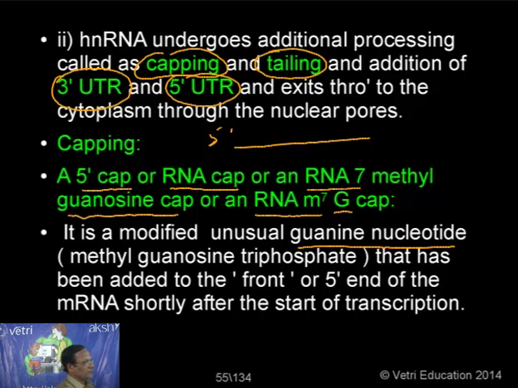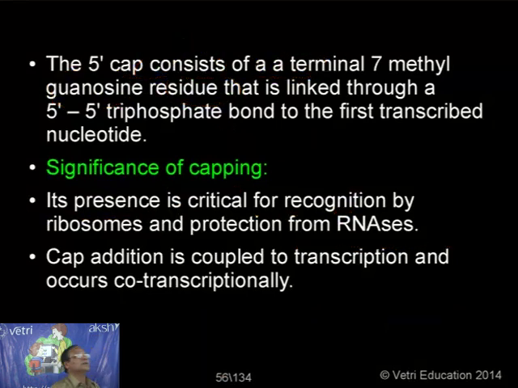When? Shortly after the start of transcription. So the capping occurs along with the process of transcription. As soon as transcription has started, the capping is also taking place, that is, the addition of 7-methylguanosine triphosphate. What is its importance? You can see it is just at the 5' end. You know that transcription always proceeds in the 5' to 3' direction from the template, which is running in the 3' to 5' direction of the DNA.